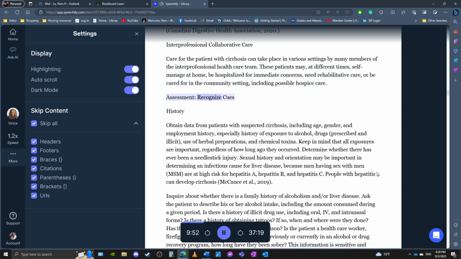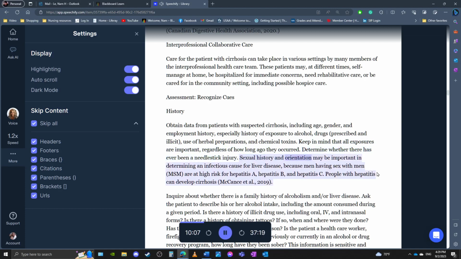Assessment, recognize cues. History. Obtain data from patients with suspected cirrhosis, including age, gender, and employment history, especially history of exposure to alcohol, drugs, use of herbal preparations, and chemical toxins. Keep in mind that all exposures are important, regardless of how long ago they occurred. Determine whether there has ever been a needle stick injury.